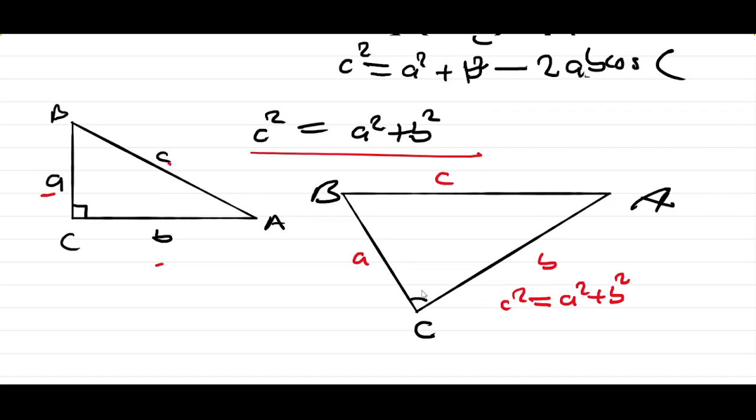But in this case, because the angle is not 90 degrees, we subtract 2AB, we multiply A and B, 2AB, and the cosine of that angle, cos C. So that is what we call the law of cosines. So the law of cosines is applied when the angle is not 90 degrees. When the angle is 90 degrees, like in this case, we use the Pythagoras theorem. But in this case, it is the law of cosines. So we subtract 2AB cos C.